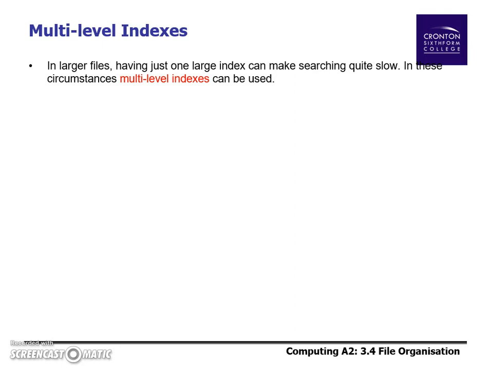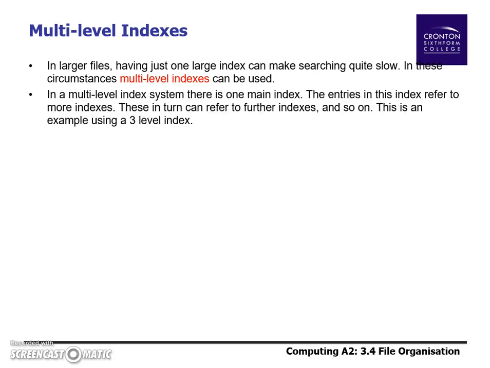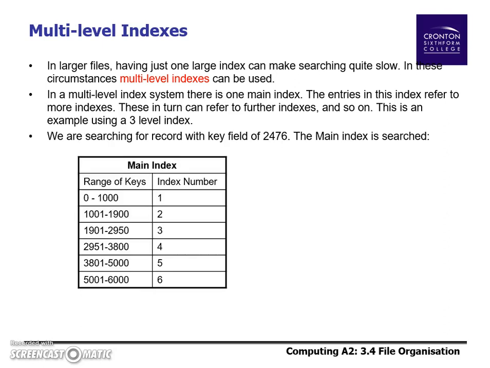In larger files, having just one large index can make searching quite slow. In these circumstances, multi-level indexes can be used. So in a multi-level index, there's one main index. The indexes are referred to in more indexes, so it's like having an index in a book within an index. The example we're going to have a look at here is a 3-level index.